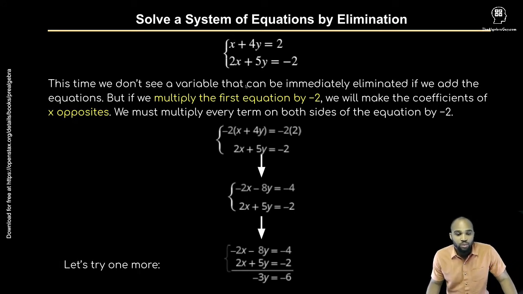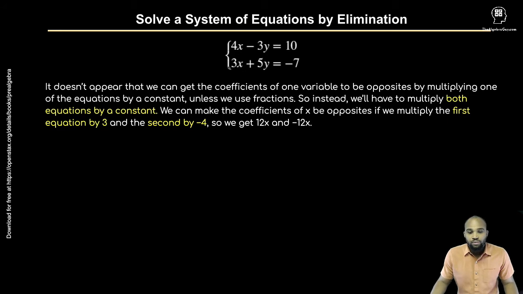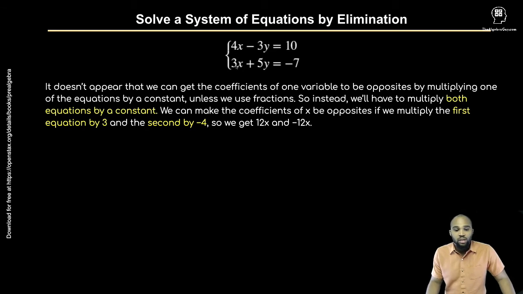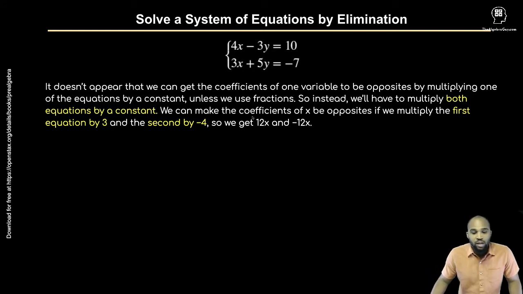All right, so let's try another one. What if you had this one here? What would you multiply to eliminate one of the variables? It's tougher to see on this one because we need to do a multiplication for both equations, since I can't just multiply by one number unless it was going to be a fraction. If I multiply the first equation by 3 and the second equation by -4, I'm going to get 12x and -12x. That's going to give me an opportunity to eliminate those x's.